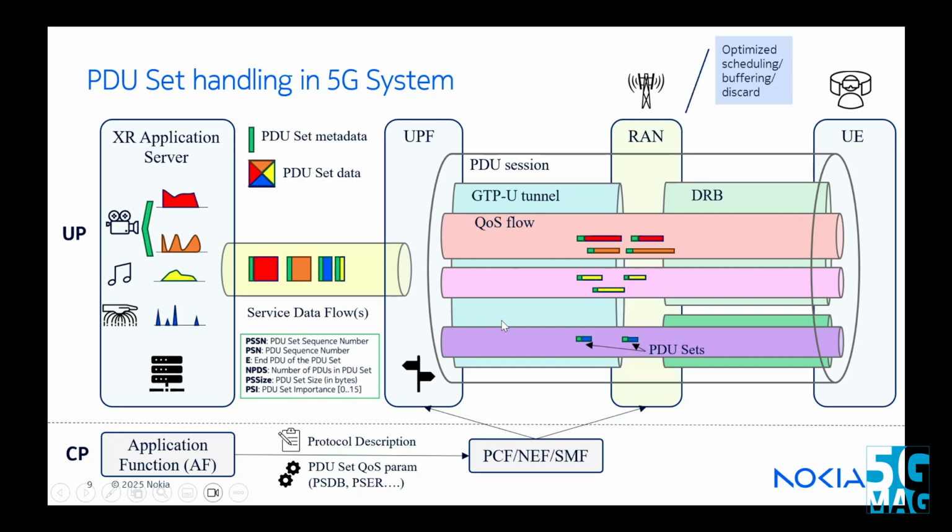Then what the UPF does is that it takes this information we added into RTP header extensions, and it translates that information into a GTP-U header so that the RAN can read it. And what the RAN does is then optimize scheduling, buffering, and discard based on this information before delivery to the UE, and you have a happy user on the other end.